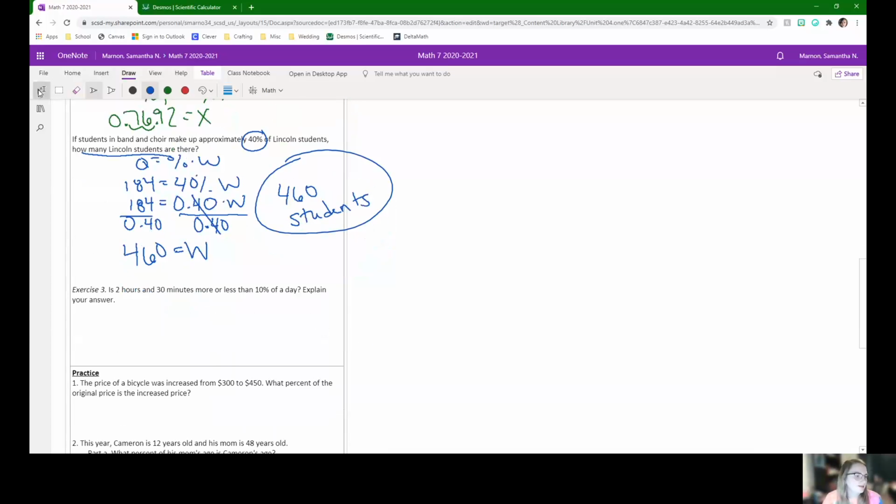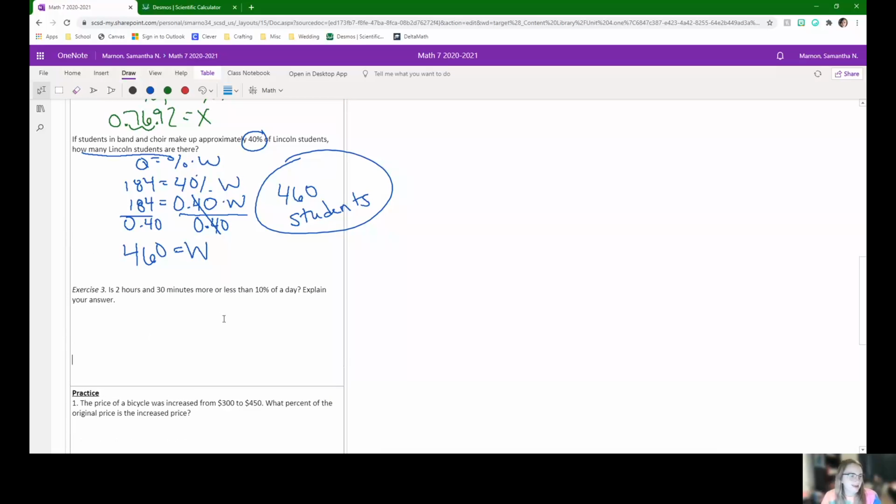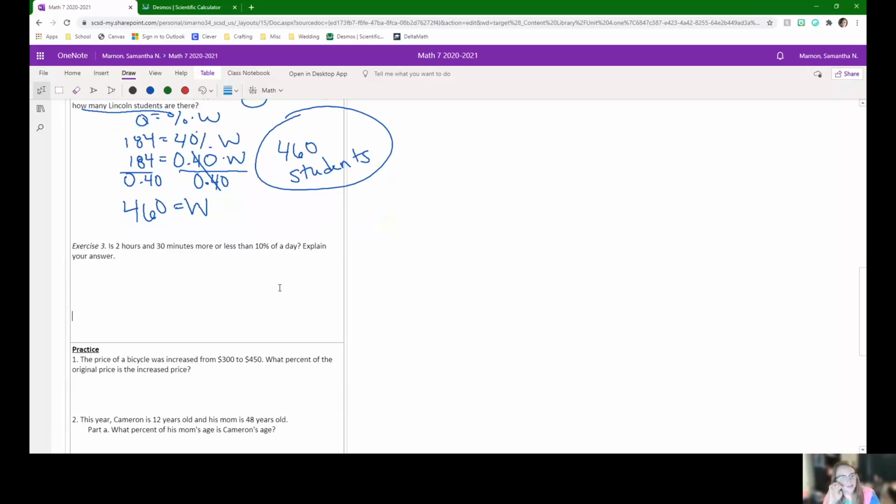Okay, last exercise in our notes. Is 2 hours and 30 minutes more or less than 10% of a day? Explain your answer. So this one, we can't really use quantity equals percent times whole. I mean, you can. So let's see here. I know that a whole day is 24 hours. So this is our whole. Let's figure out what 10% of a day is.